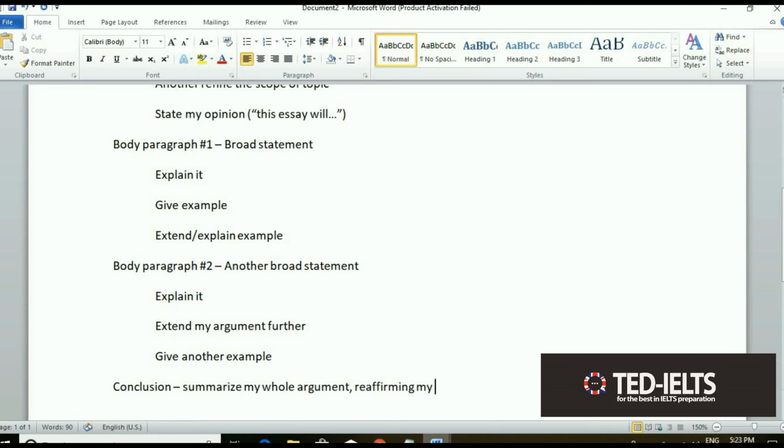Now, a few things. Your position should be clear here at the top in the introduction, and it should be clear here. Everything in the middle should explore your opinion and support your opinion. It should not change throughout your essay.